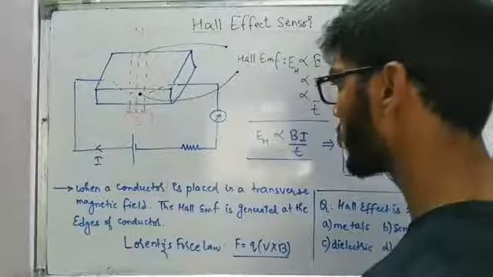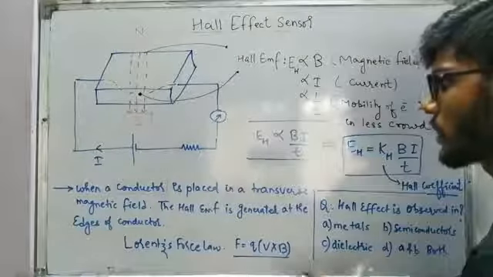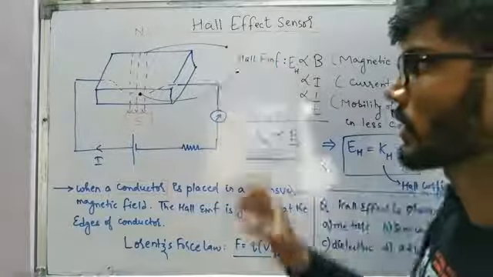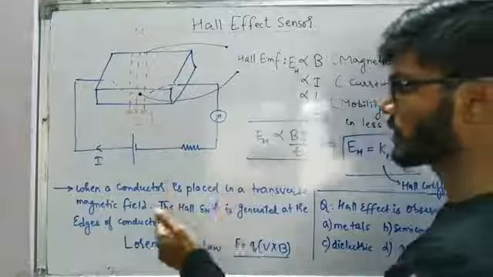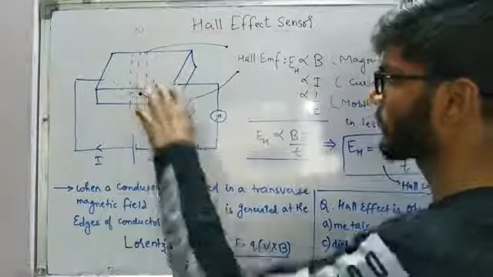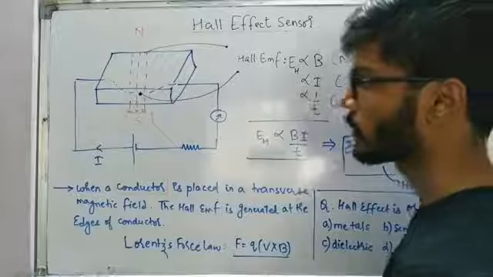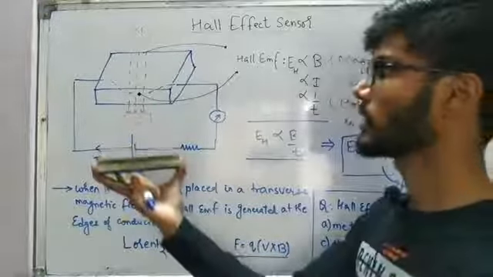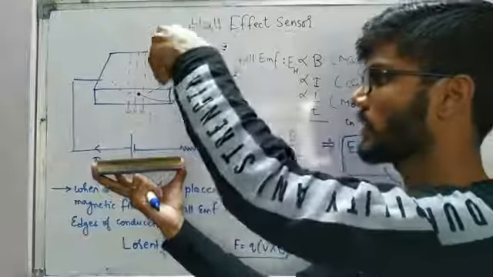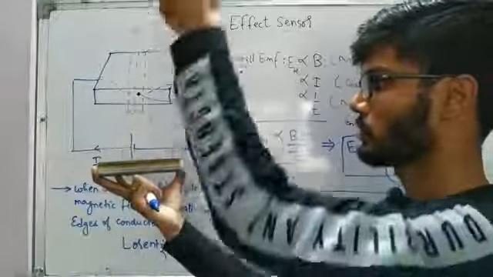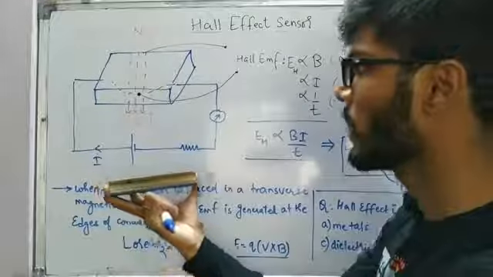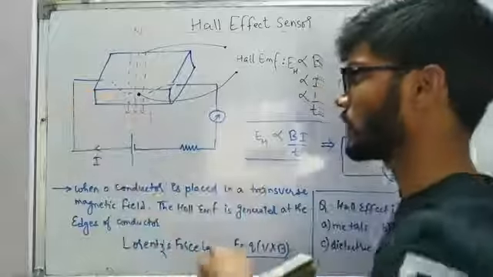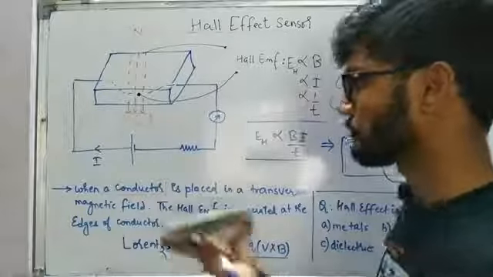When a conductor is placed in a transverse magnetic field, the Hall EMF is generated at the edges of the conductor. So we have one conductor, and if we are placing it in a transverse magnetic field, what does that mean? That magnetic field is going to be perpendicular to our Hall effect sensor, or we say conductor. So this is nothing but a conductor, and we are giving the magnetic field. This is the north pole and this is the south pole. So we have the magnetic field in the vertical direction, and this is connected with a circuitry. So we are providing current to this particular conductor.